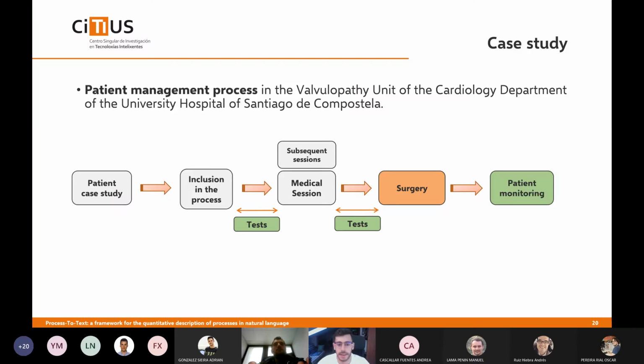Here we have the theoretic process related to the patient's management in the valvulopathy unit of the cardiology department of the university, here from the Hospital of Santiago de Compostela. This process represents the medical examinations, tests, and events that a patient undergoes in the unit in order to understand their state and to decide their treatment.